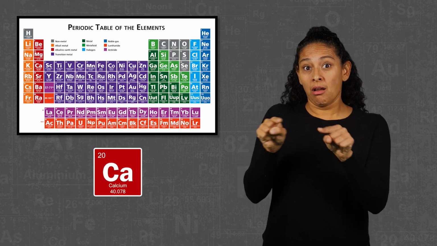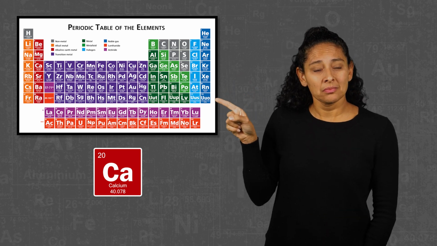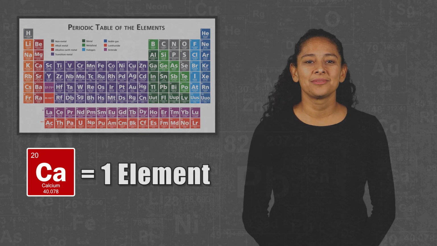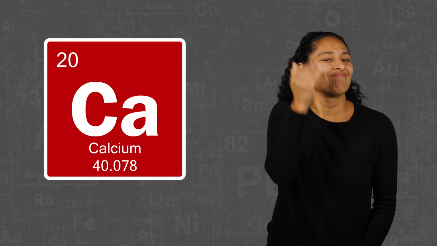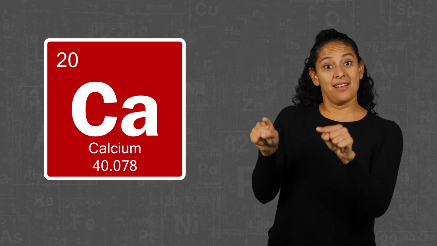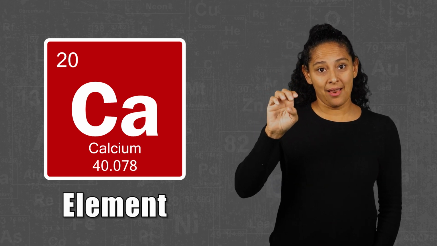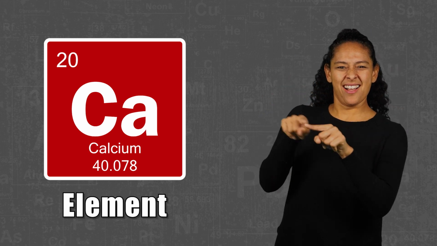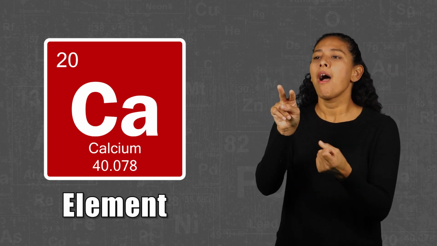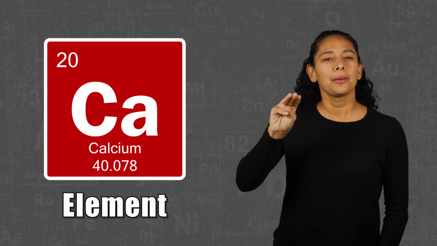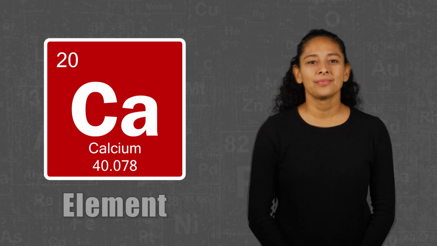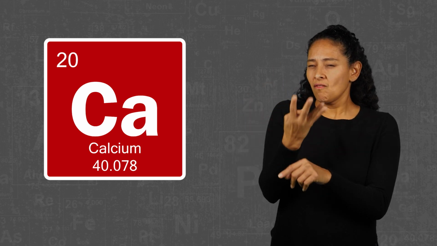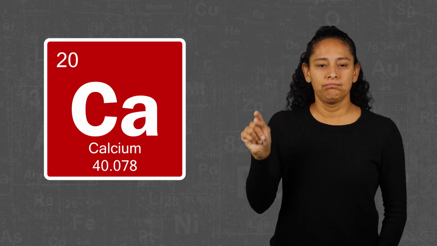Each square on the table represents 1 element. Now that we know each box is 1 element, how do we read what is in the box? How do we read each box to understand the element? There are 4 main parts inside each element's box.